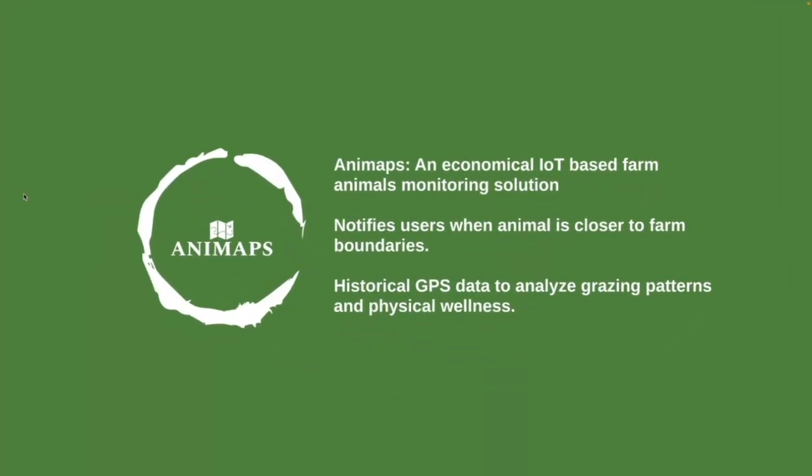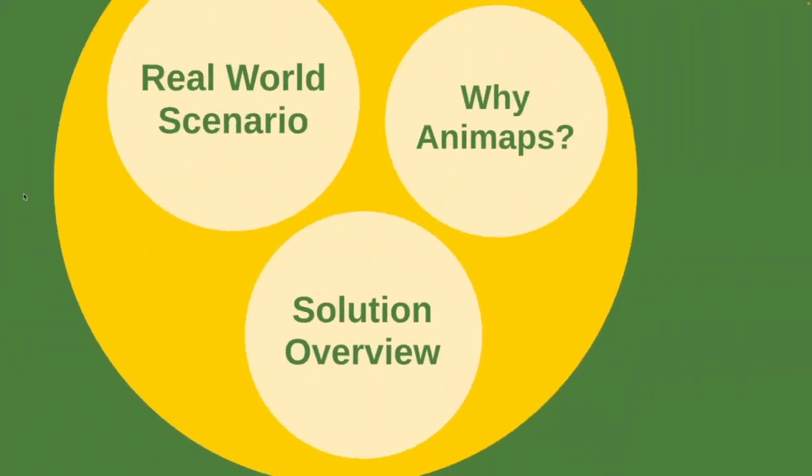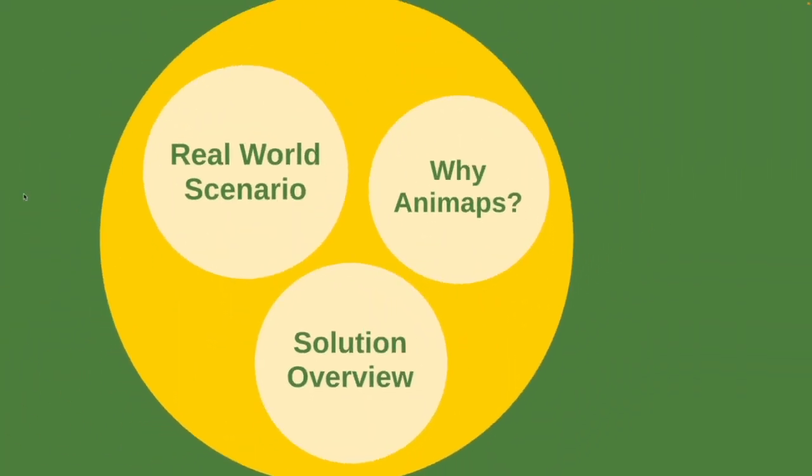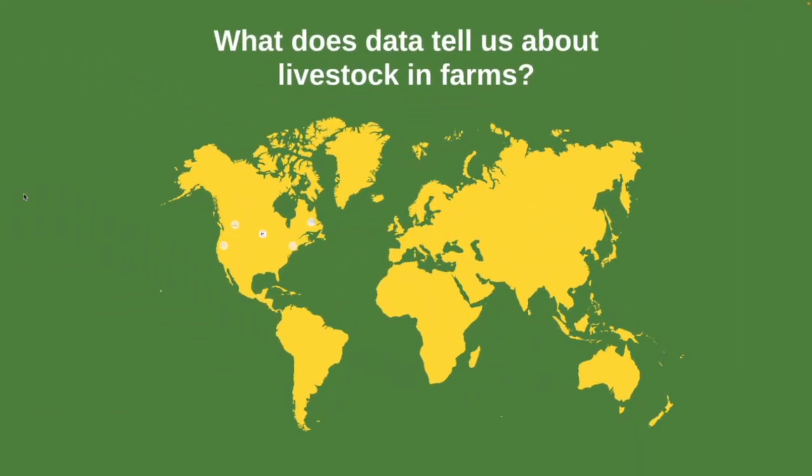So, with Animaps, what we're trying to achieve is to help our farmers by notifying them whenever the animal is closer to the farm boundaries. We're also planning to provide historical data to analyze grazing patterns and physical wellness, so we can analyze how the animals are doing at different points of time. But to understand our problem statement better, we need to find out why our farmers would need this, if they actually need a product like this, and how this product can bring a difference into their lives. So let us see what data tells us about livestock in farms.